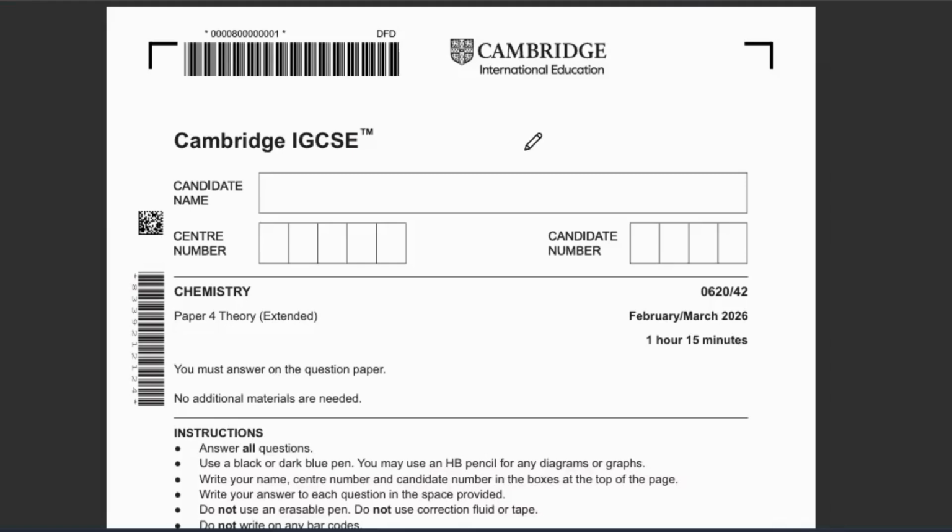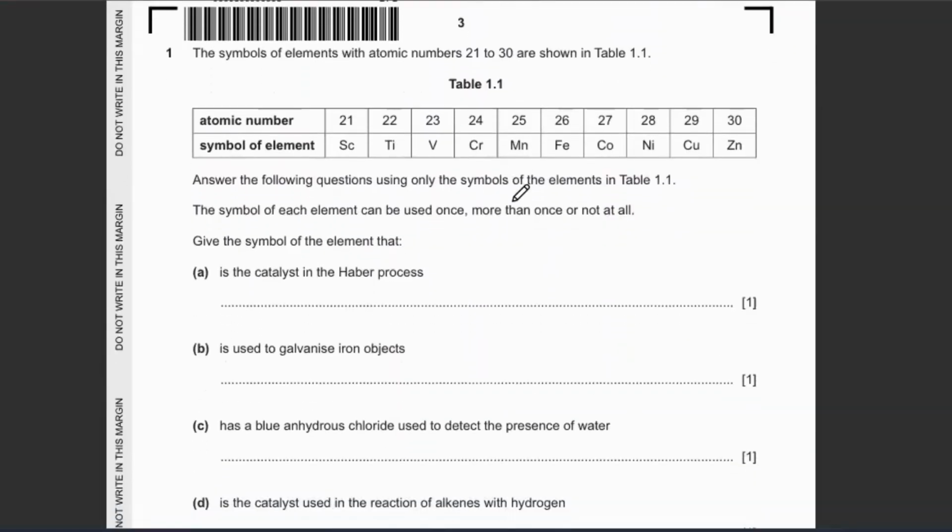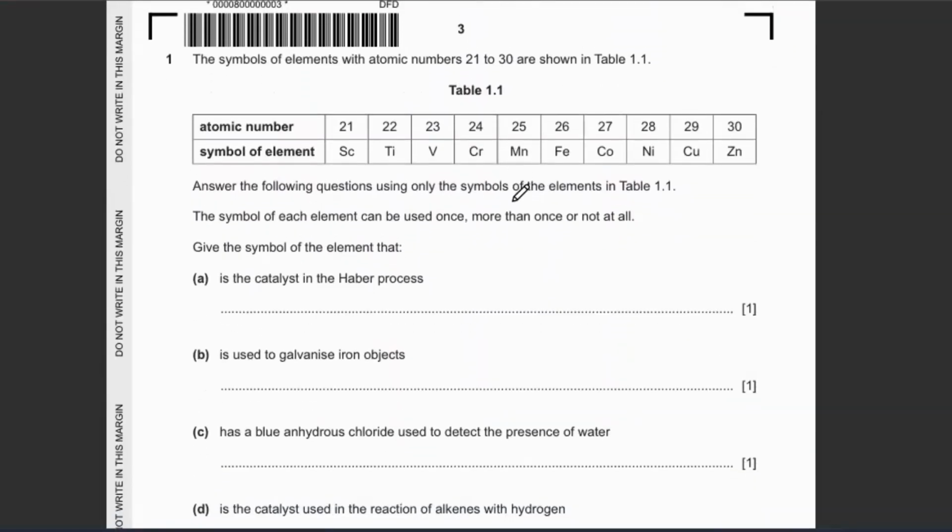Everyone. Today we are discussing the chemistry theory paper, Feb March 2026. Starting with the first question: give the symbol of the element that is the catalyst in the Haber process. So we know that the catalyst is iron, finely divided iron is used.